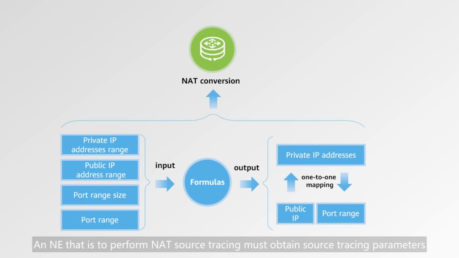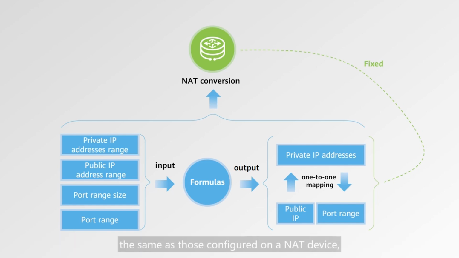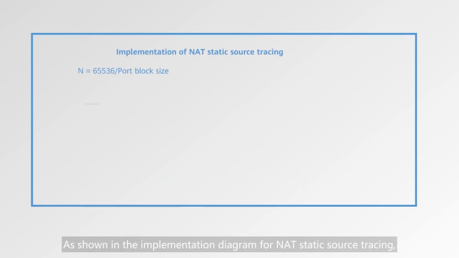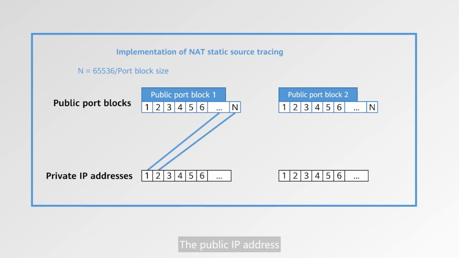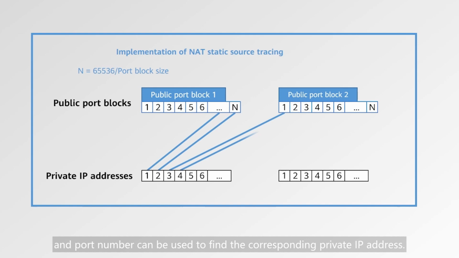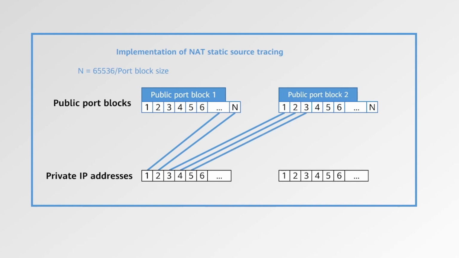An NE that is to perform NIT source tracing must obtain source tracing parameters the same as those configured on a NIT device, without receiving source tracing logs sent by the NIT device. As shown in the implementation diagram for NIT static source tracing, a private IP address is mapped to a public IP address and a port range. The public IP address and port number can be used to find the corresponding private IP address.